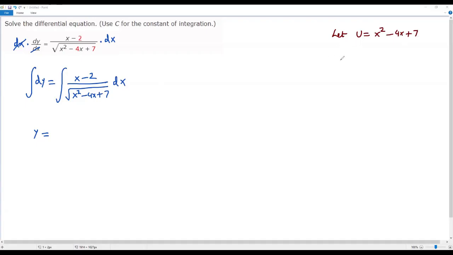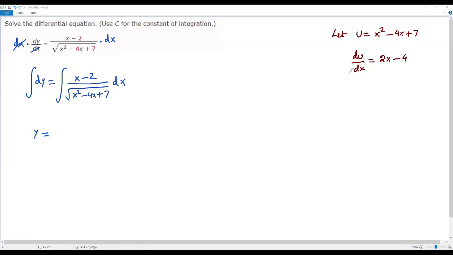Whenever I introduce a new variable for part of the function in the integration, this complete integration has to be in the new variable u. So for that we have to get du in place of dx. Here we already have u. So instead of dx, if I want to get du, I have to find the derivative. Here we have the original integration with respect to the variable x. So on both sides of this equation, I have to find the derivative with respect to x. When I find the derivative of u with respect to x, I get du over dx. The derivative of x² is 2x, the derivative of −4x is just −4, and the derivative of the constant 7 is 0.